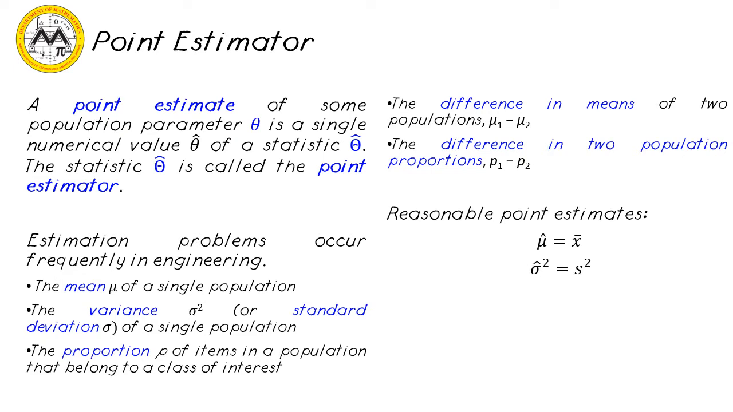For the estimation of the variance sigma squared, sigma squared hat is equal to s squared. So we use the sample variance to estimate the population variance. P hat, or the estimator for proportion, is equal to x over n. The estimator for the difference between two means would be x1 bar minus x2 bar, and the estimator for the difference of proportions p1 hat minus p2 hat is equal to x1 over n1 minus x2 over n2.